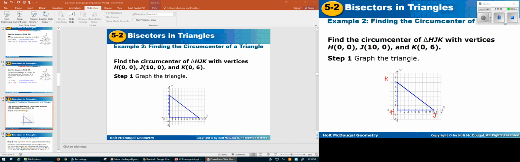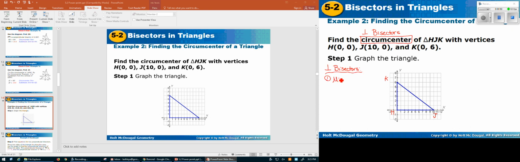And they ask you to find the circumcenter. So if you remember back to the lesson that we went over, the circumcenter is made by perpendicular bisectors. And so when you are trying to find where your circumcenter is, you need to graph at least 2 of your perpendicular bisectors and find out where they intersect. So going back to perpendicular bisectors, in order to graph those, the first thing you need to do is find your midpoint.